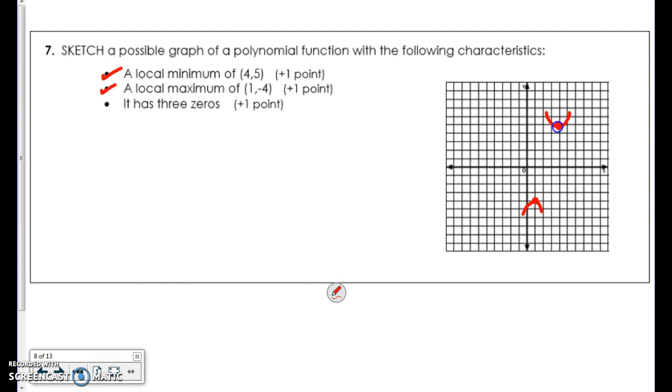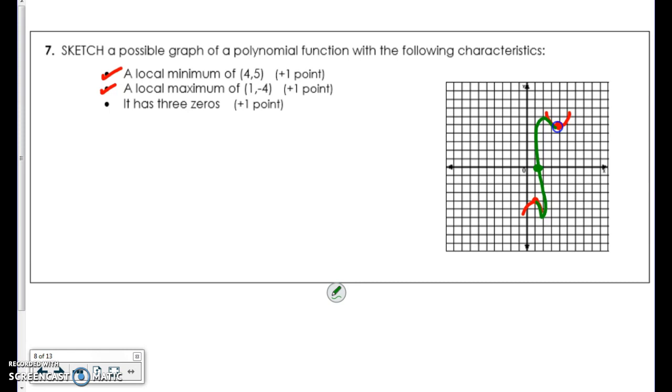Second characteristic done. Third characteristic, 3 zeros. Here's where lots of options come in. I'll graph a few in some different colors so you can see what they can be. Key is making sure we connect our minimum and our maximum. So we will connect those. And doing that gives us (1, 0).